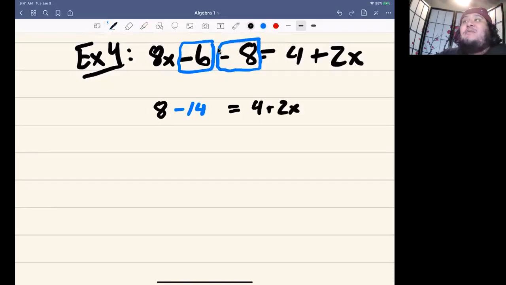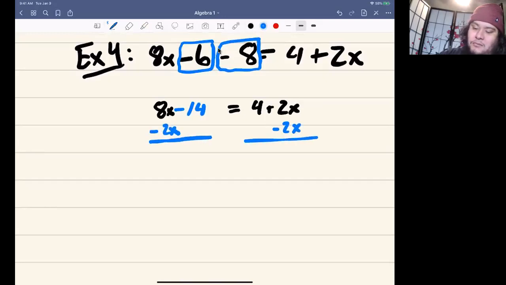Now, we've already combined the like terms. Now we just want to get the variable on one side of the equation. Right? So we'll figure out our x. So what's smaller, 2x or 8x? That's right, 2x. So we want to get rid of the 2x. How do we get rid of the 2x? Well, we're going to do the opposite of adding 2x. We're going to do minus 2x. Right? This is going to make this go away. And on the right side, we're just going to have 4. What's 8 minus 2? Right, that's 6x. And minus 14, because nothing happened to the 14.